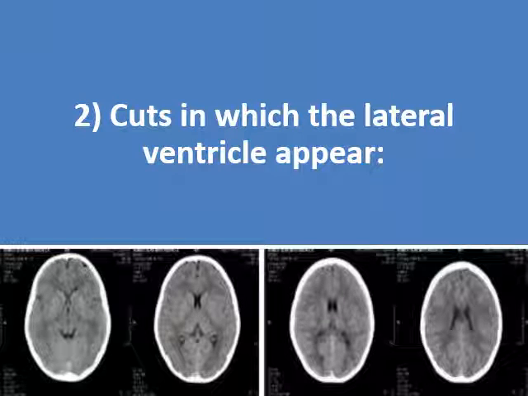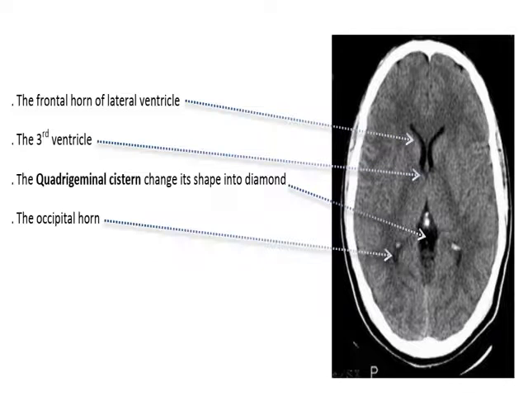Then we will proceed to the cuts with the lateral ventricle. This is the lateral ventricle. When it appears, this is the second part in the CT scan. This is the frontal horn of the lateral ventricle, and this is the third ventricle, and this is the quadrigeminal cistern, and this is the occipital horn of the lateral ventricle.